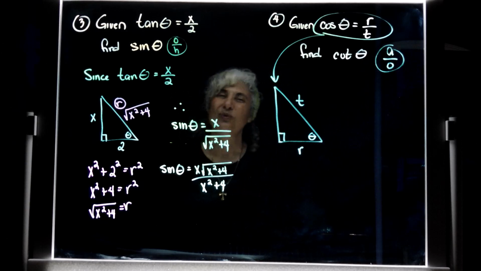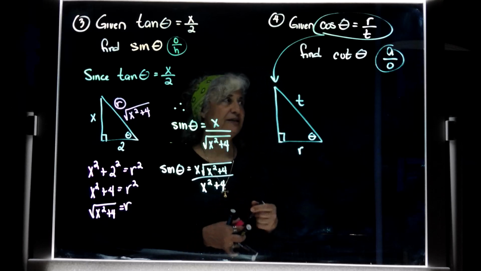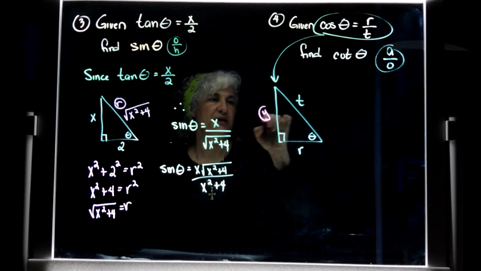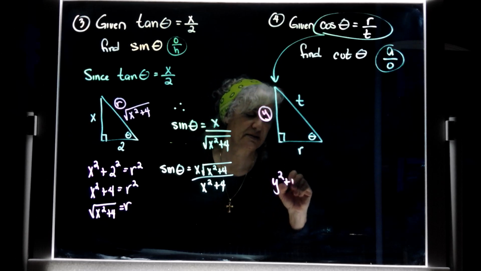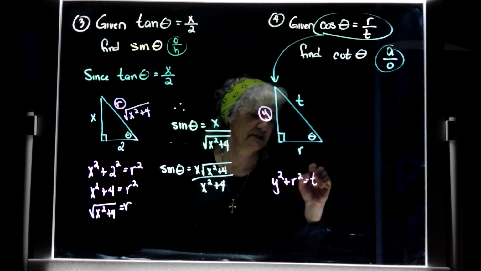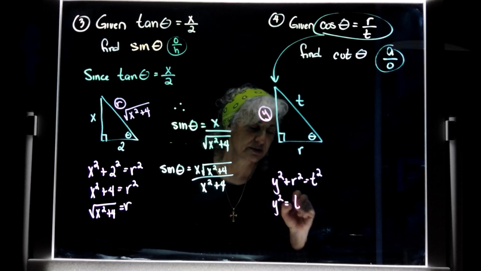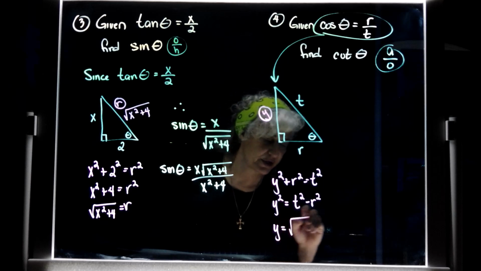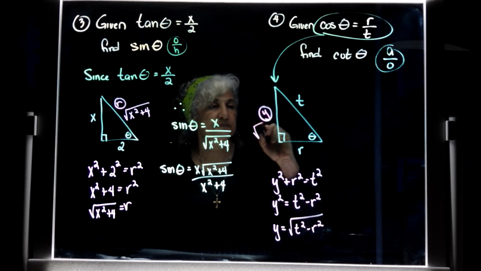We're missing a side. Was that any surprise to you that we'd be missing a side? I know it wasn't to me. Okay, so I'm just going to call this y. So to find it, good, I heard you. Y squared plus r squared equals t squared. Remember, you're solving for y. So y squared equals t squared minus r squared. So y equals the square root of t squared minus r squared.